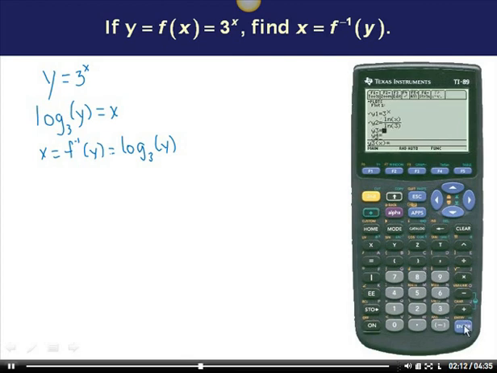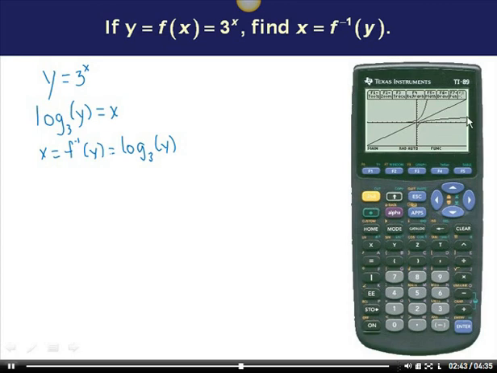Now there's one more thing I want to plot here. A function and its inverse should be reflections about the line y equals x. So I'm going to plot y3 equals x. Now let's graph all three of these. Right away I can see the line y equals x, which goes through the origin. And then I can see the exponential function above the line here, and the logarithmic function below the line here.